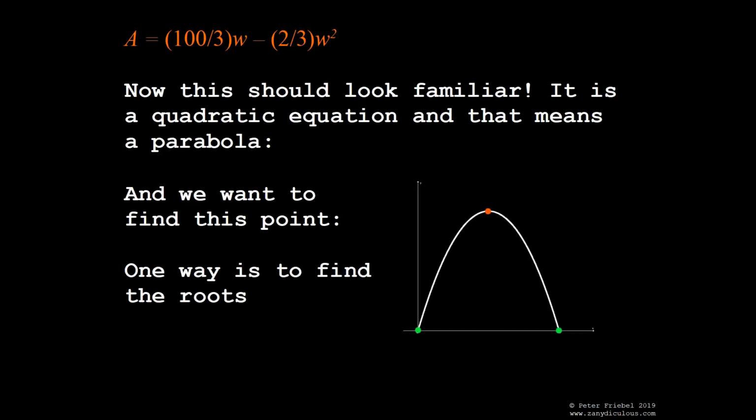One way is to find the roots by setting the area to 0 and solving the quadratic equation. We can find the green points here. And once we have those, we can select W in between them, because exactly in the middle will be the orange point, the maximum of the area.